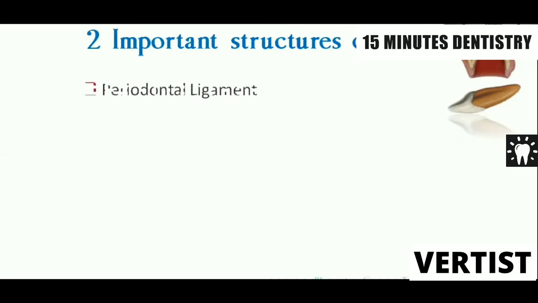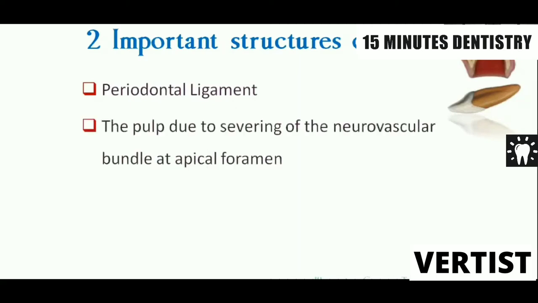So what are the structures which are damaged when a tooth is avulsed? The two important structures damaged are, first, the periodontal ligament. It is completely torn. The periodontal ligament is the structure which attaches the tooth, the cementum, to the alveolar bone. Second, the pulp is also damaged. Why? Because if the tooth has come out of the socket, the neurovascular bundle entering the pulp tissue at the apical foramen is completely severed. So the pulp and the periodontal ligament are the two important structures which are completely damaged when the tooth is avulsed.